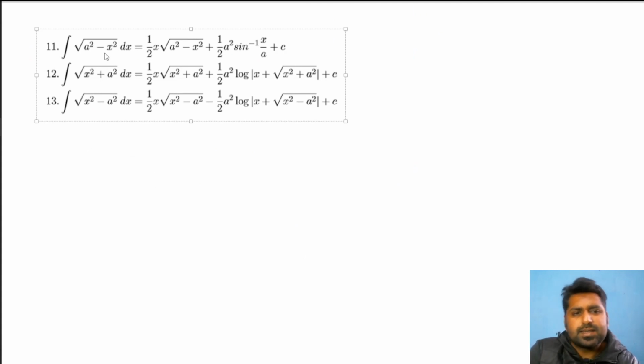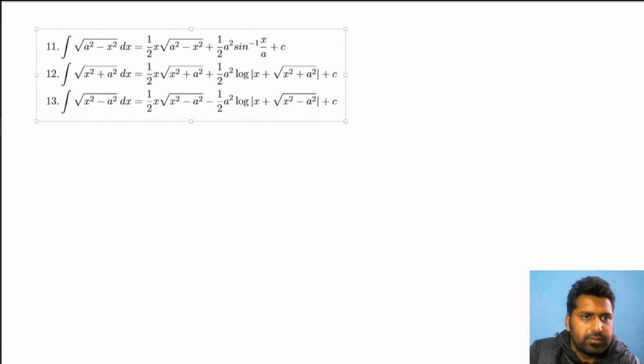The only difference is, if this was in denominator, the answer would have been sine inverse x by a. This is in the numerator, so you have a big result. Same thing, this is in the denominator, you will have the answer as log of this, you know this. And same thing, if this was in the denominator, then you will have the answer of this log. This additional part is very simple. What do you do?